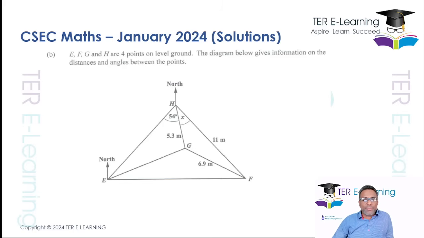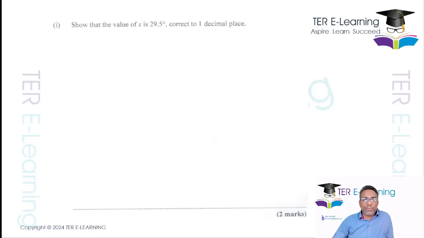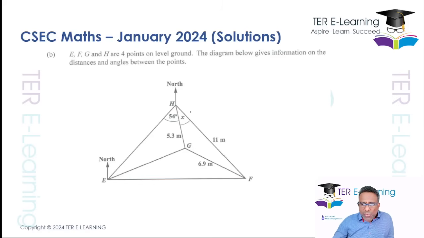So we have E, F, G, H are 4 points on level ground. Okay. The diagram below gives the information about the distances. So we have these points on level ground here. And what do we want to work out? They said, show that the value of X is 29.5 degrees, correct to 1 decimal place.